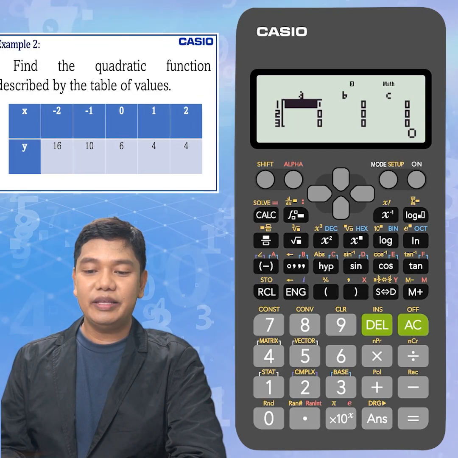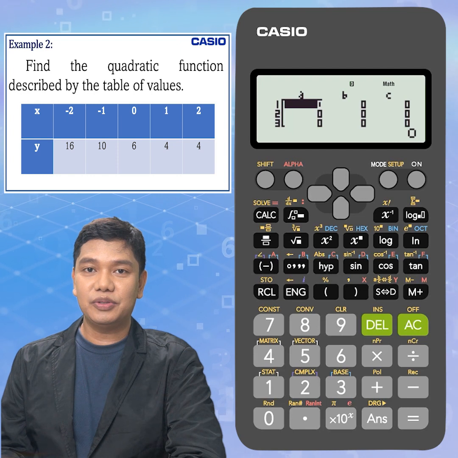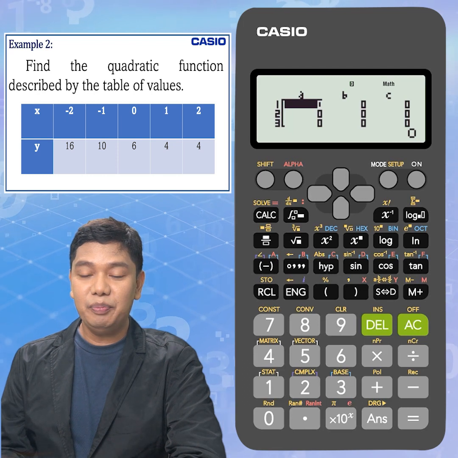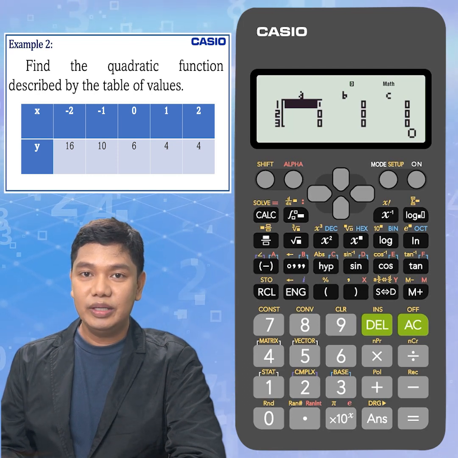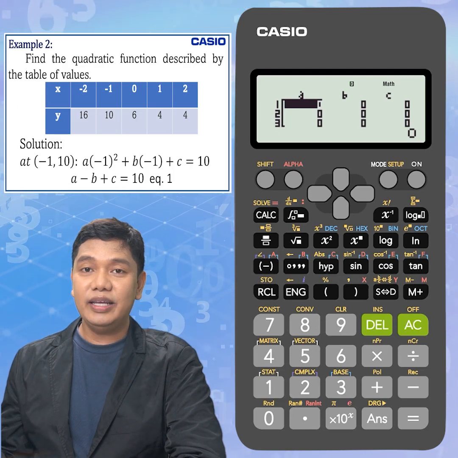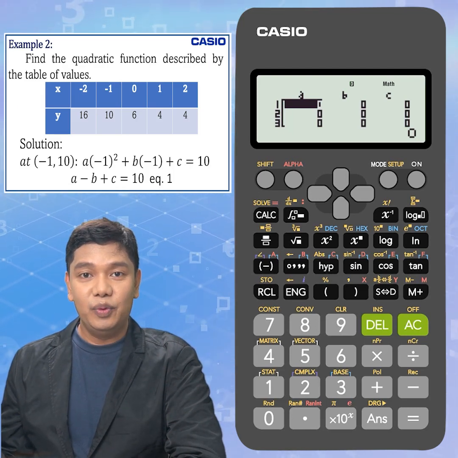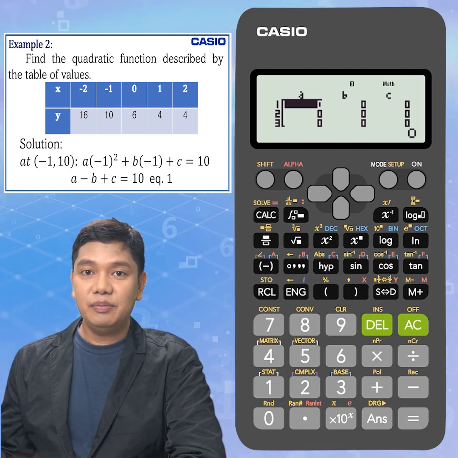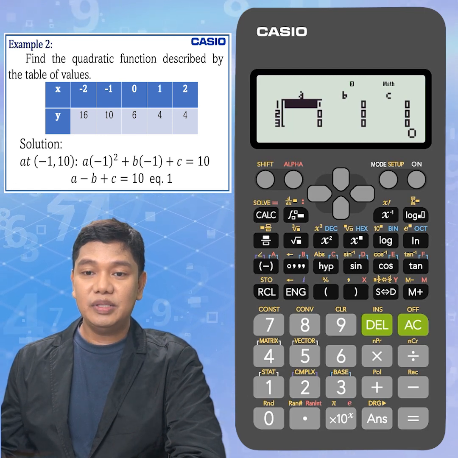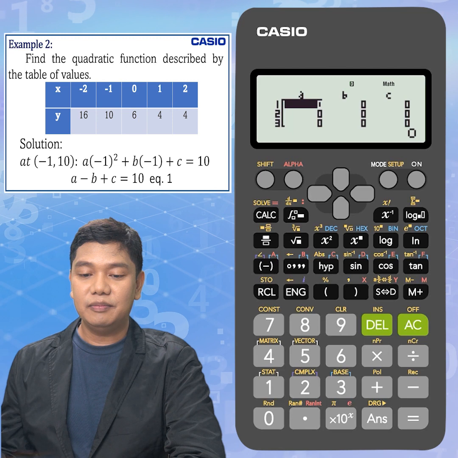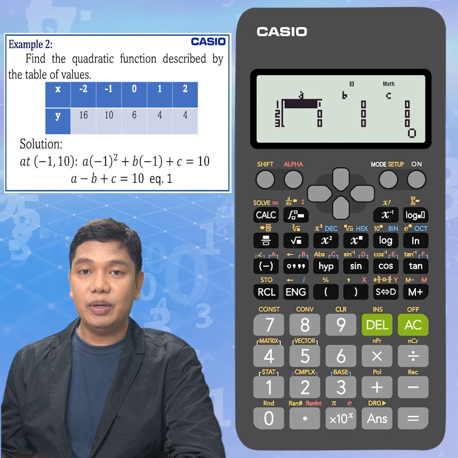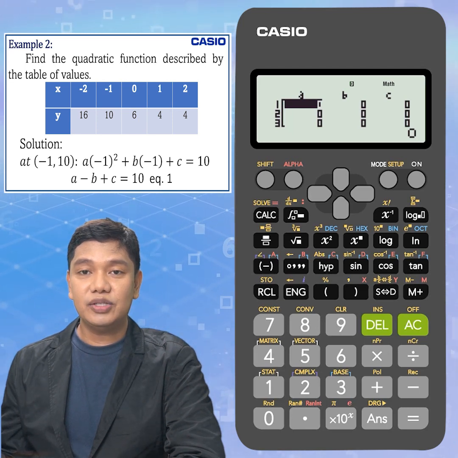Let us now consider our next example. Find the quadratic function described by the table of values. From the previous example, we only used 3 points. So we need to choose at least 3 points in the given table of values. Doing so, we have at negative 1 and 10, using x equals negative 1 and y equals 10, and substituting it to our equation, we have a times negative 1 squared plus b times negative 1 plus c is equal to 10. Simplifying this, we have the linear equation a minus b plus c equals 10. And this will serve as our first equation.